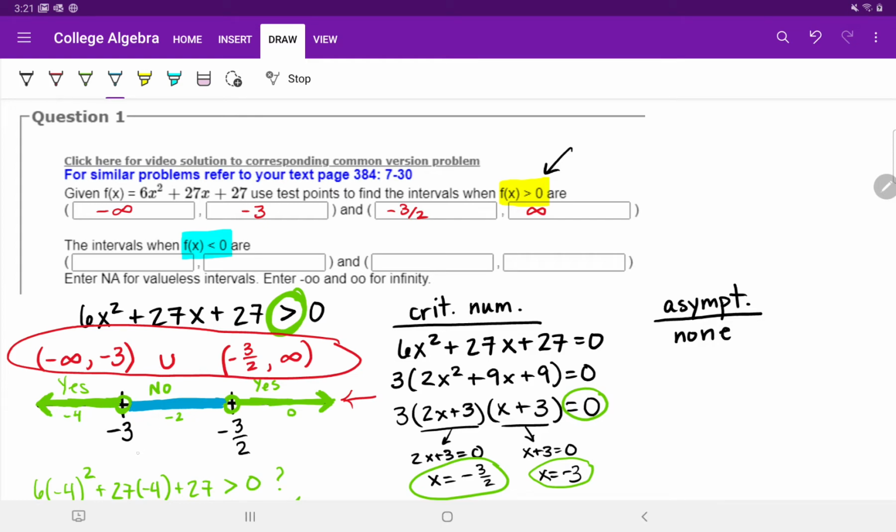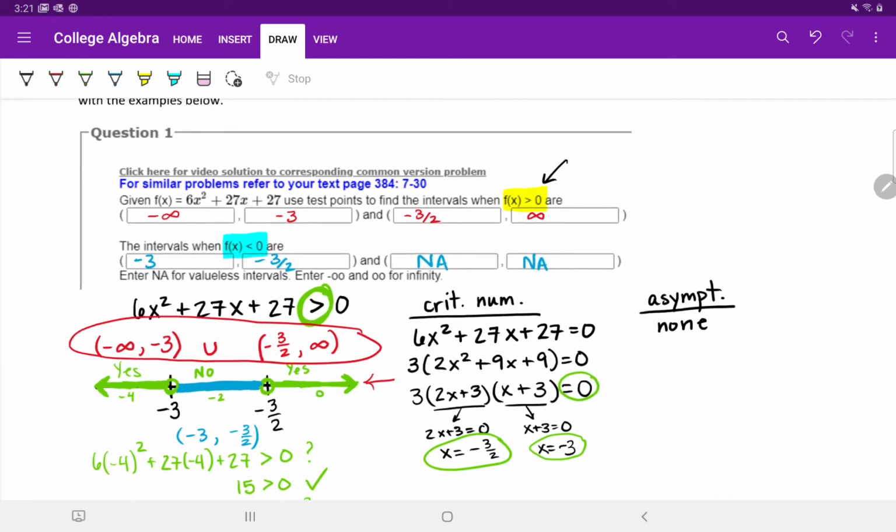So my interval here goes from negative 3 comma to negative 3 halves. And that's it. So we put in negative 3 halves, and this is not applicable. We don't need these. And we're done.